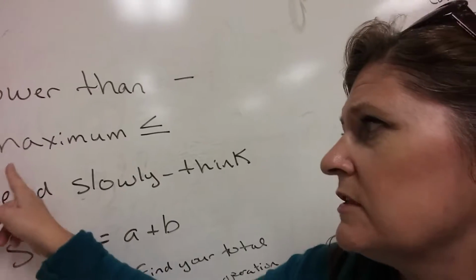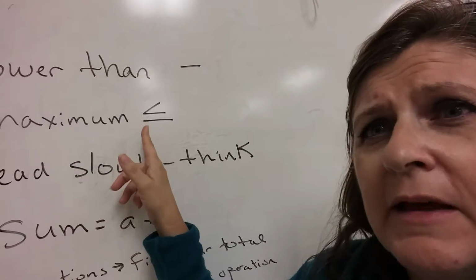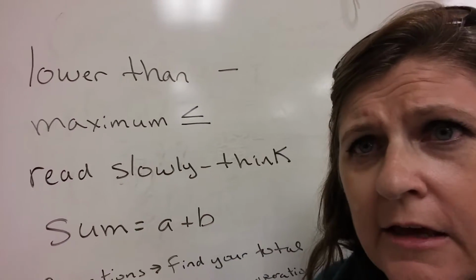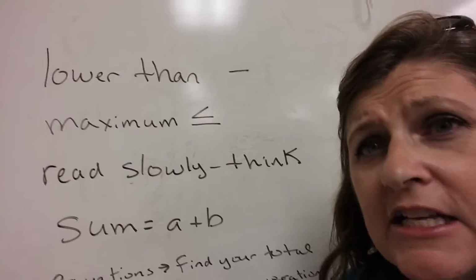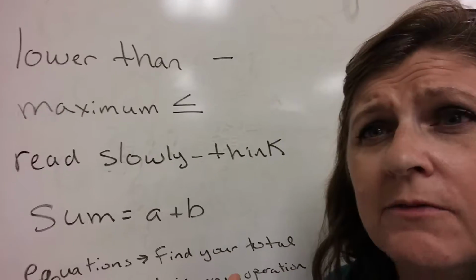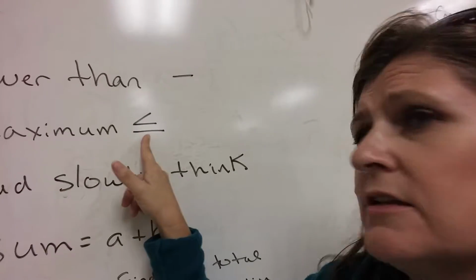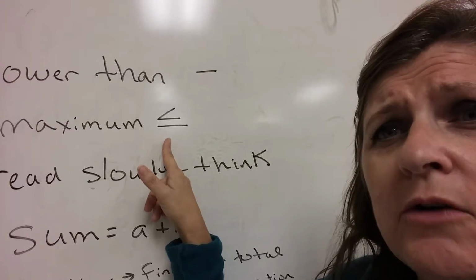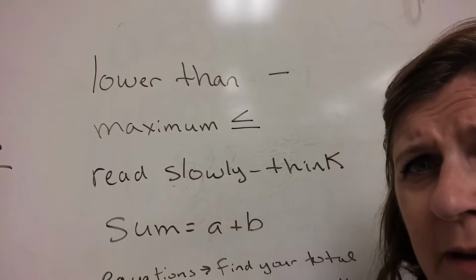Another word we had troubles with sometimes is maximum. If I have a maximum of something, I'm going to spend less than or equal to that. So if I have $50 and I can spend a maximum of $50, I can spend less than $50, I can spend exactly $50, but I can't spend more than $50. So anytime we see the word maximum, it's going to let us know that that is a less than or equal to sign. Make sure that you're writing those down on your paper.